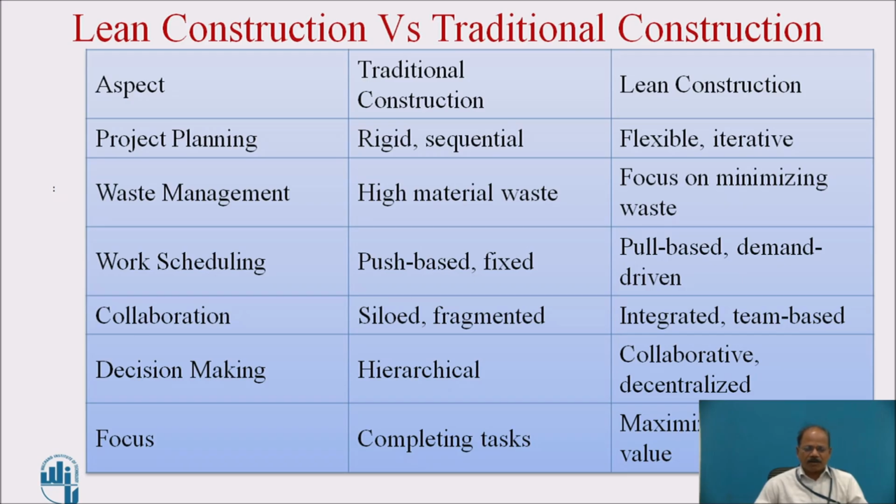Decision making, which is one of the most important functions of management, was hierarchical in traditional construction, while in lean construction we can find that it is collaborative and decentralized and therefore more effective. In the focus aspect, completing the task was the motive of traditional construction, while in lean construction the focus is on maximizing the value demanded by the customer.